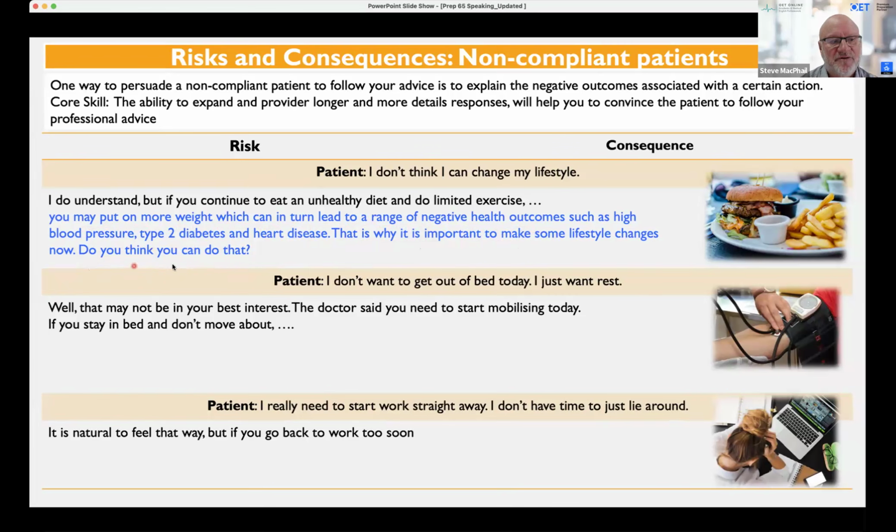All right, and this is great. "Do you think you can do that?" You're putting ownership to the patient. They must take charge of their own health, right?